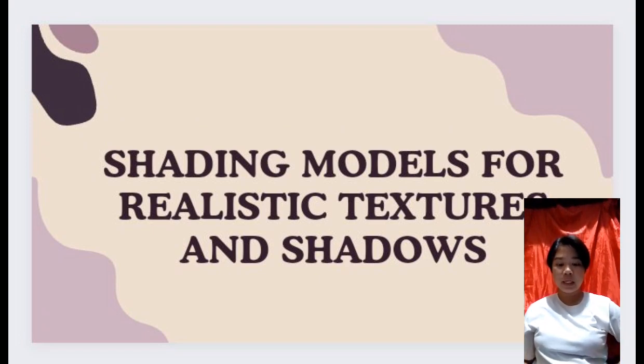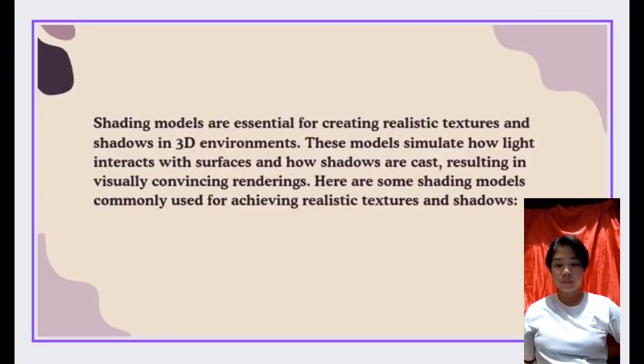Shading models for realistic textures and shadows. Shading models are essential for creating realistic textures and shadows in 3D environments. These models simulate how light interacts with surfaces and how shadows are cast, resulting in visually convincing renderings. Here are some shading models commonly used for achieving realistic textures and shadows.